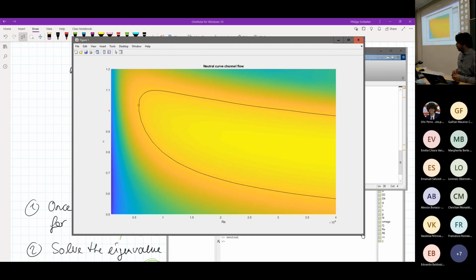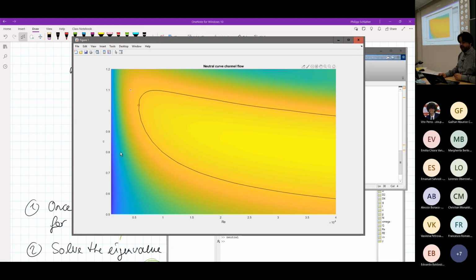So we have here on the x-axis the Reynolds number. So 0.5 here is 5,000, 1 is 10,000, and so on. And on the vertical axis we have alpha, so the streamwise wave number. And the black line here, that is the neutral stability curve. So that's the curve on which we have zero growth rate.